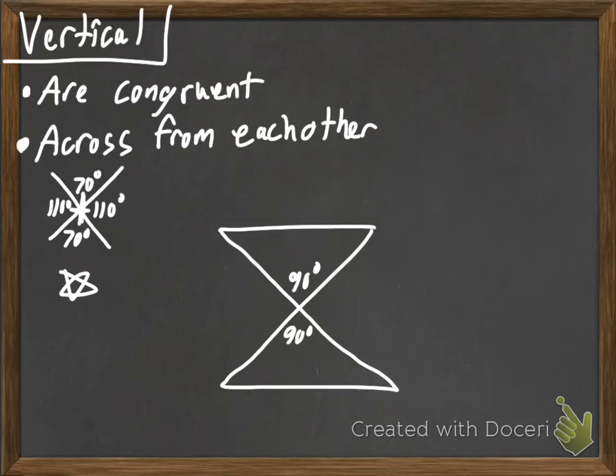You'll also notice in the second one that where I have two triangles, if we draw a straight line through the vertices of our triangle, we see that they're also vertical. So we have a pair of vertical angles there, they're across from each other, therefore they are congruent.